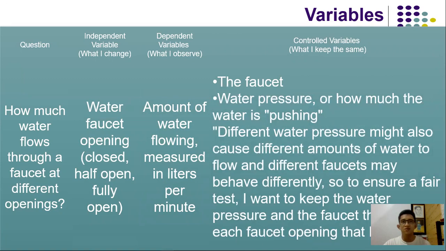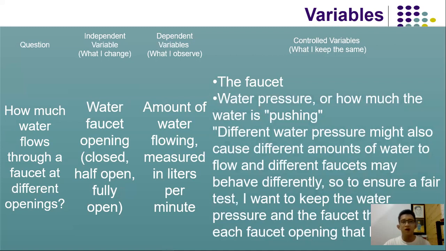Number one, the faucet. So, you're going to use the same faucet for closed, for half open, and fully open. Hindi pwedeng yung closed ay faucet mo sa banyo. Hindi pwedeng pag half open, faucet mo sa lababo. At pag fully open, sa garden. So, kailangan kung saan ka nag-test, doon ka lang gagamit ng faucet.